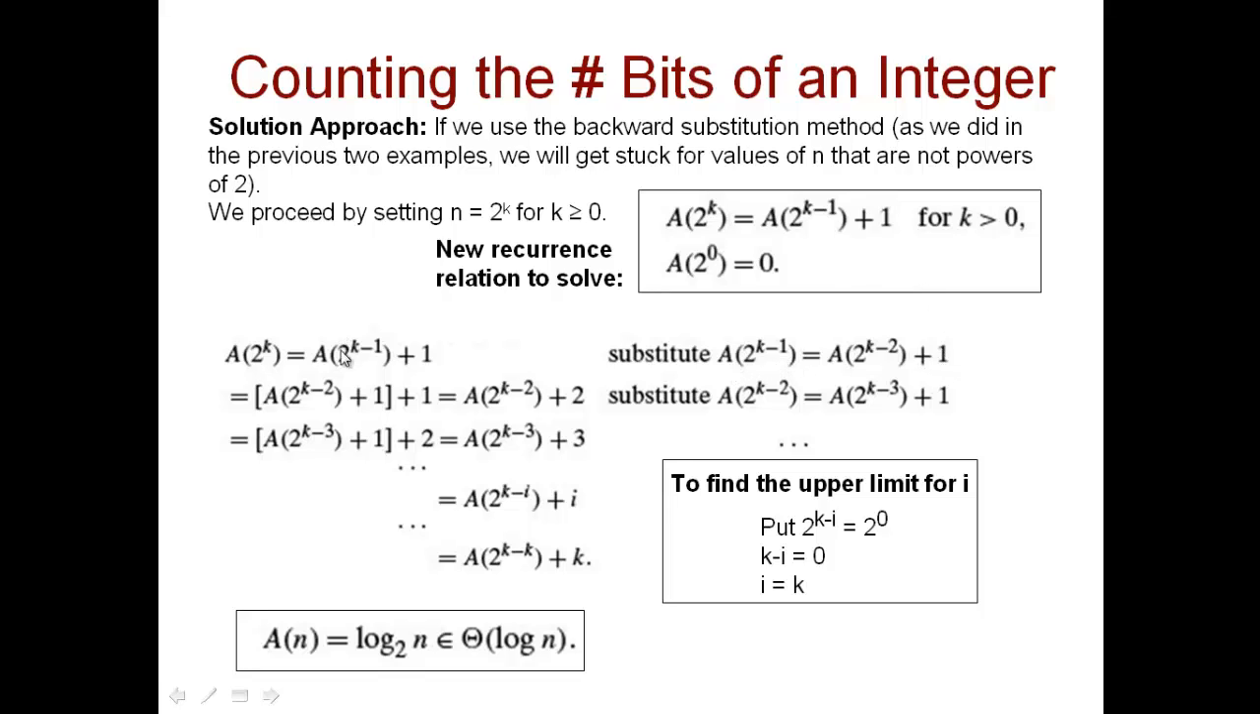So now substitute for that here, we get a of 2 raised to k is a of 2 raised to k minus 2 plus 1, and then this plus 1 comes here. So that means it's a of 2 raised to k minus 2 plus 2. Now we can again write a of 2 raised to k minus 2 in a further lower order term by replacing k with k minus 2 in this recurrence. So a of 2 raised to k minus 2 is a of 2 raised to k minus 3 plus 1.